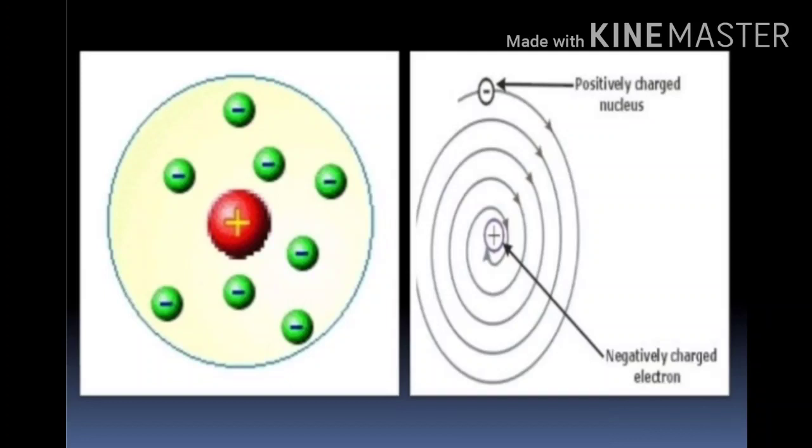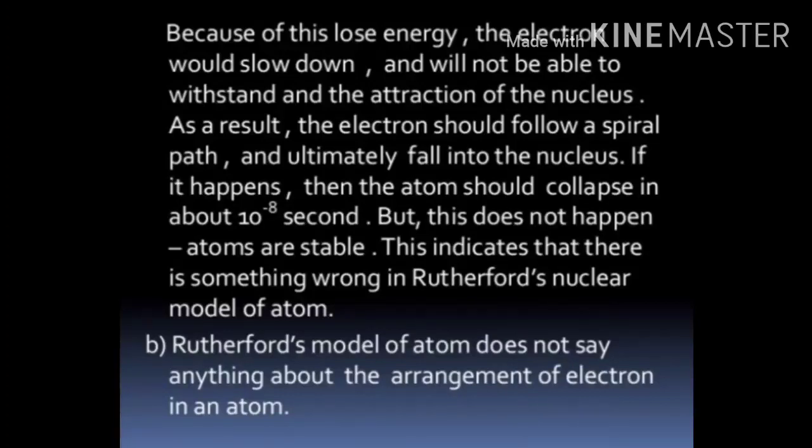By acquiring the spiral path, ultimately the size of the orbit becomes smaller and smaller, and thus a time comes when the orbit collapses into the nucleus and the electron falls inside the nucleus. But in his experiment there was no such observation which shows that an electron is present inside the nucleus.